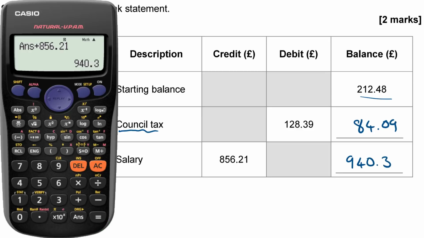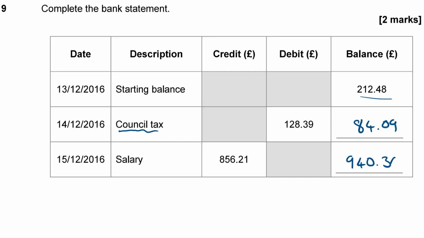940.3. Now remember, with pounds and pence, we always write those to 2 decimal places because it is pounds and pence. Okay, so the answer is 940.30 and not 940.3. You will get marked down in these sorts of questions if you don't put that extra 0 on.